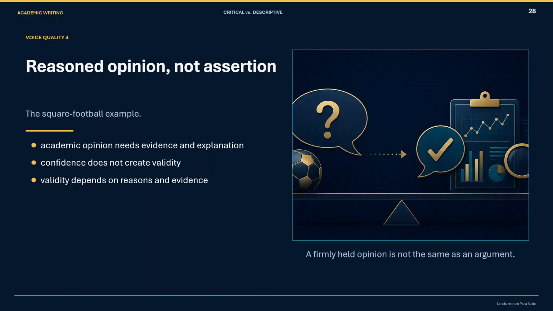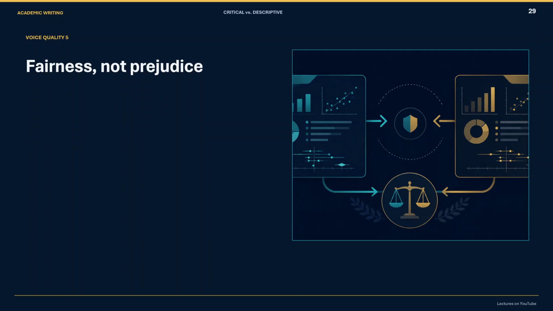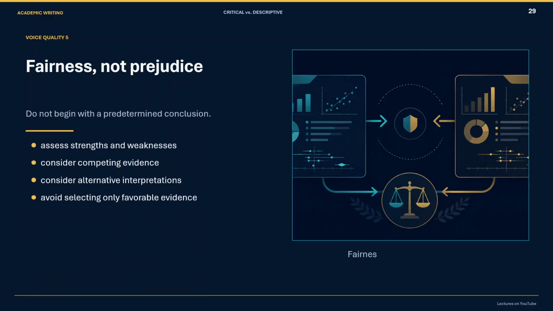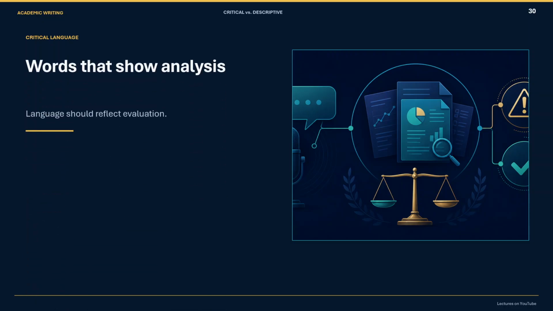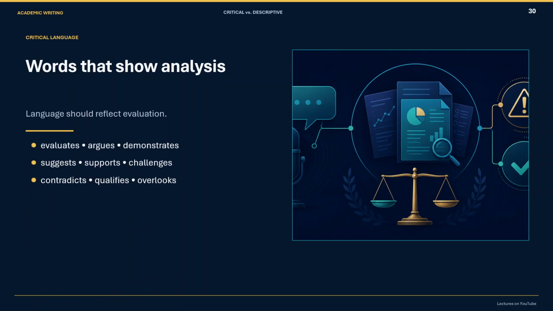The fifth quality is fairness, not prejudice or preconception. Assess both strengths and weaknesses, consider competing evidence and alternative interpretations, and avoid selecting only the evidence that supports a predetermined conclusion. Language that supports critical writing. Language can help demonstrate critical analysis. Useful verbs include evaluates, argues, demonstrates, suggests, supports, challenges, contradicts, qualifies, overlooks, and indicates.